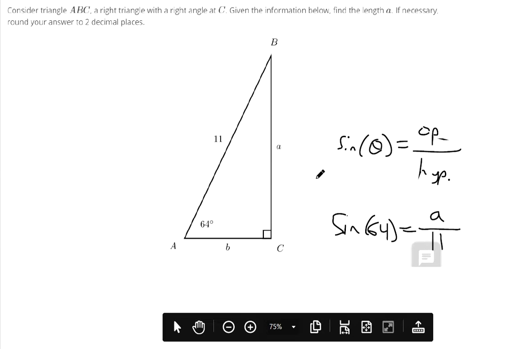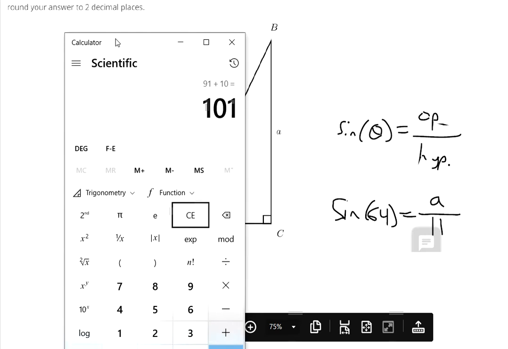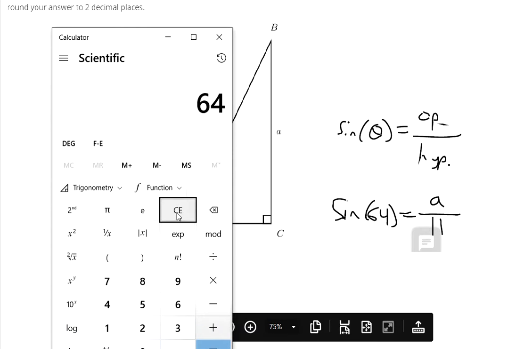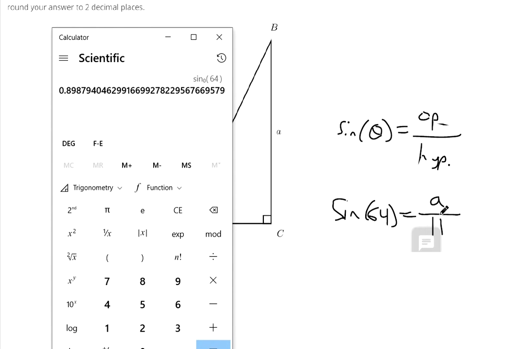Okay, so round our answer to 2 decimal places. So let's find out what sine of 64 is. So that's sine of 64. To get A by itself, I'm going to multiply 11 to both sides. So it looks like A is roughly 9.89.